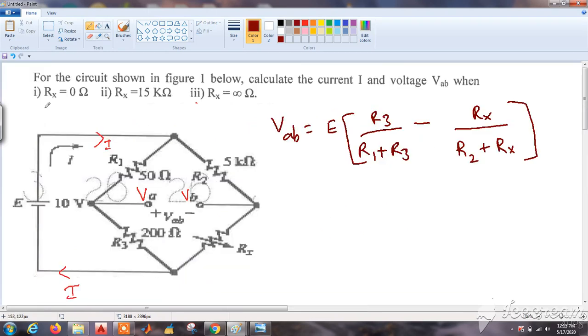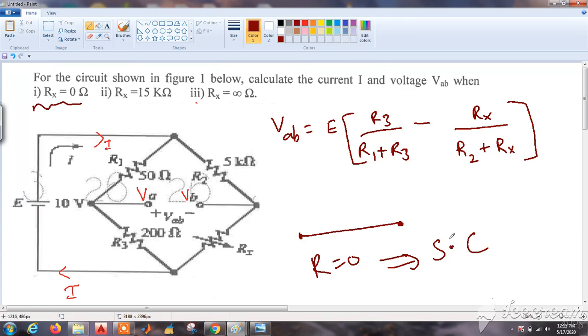Now coming to the first condition, where Rx is equal to 0 ohm. Please remember that when the resistance of any wire is 0, it becomes a pure conductor. It will become a pure wire, just like a short circuit. So when resistance is 0, the condition is just like a short circuit.